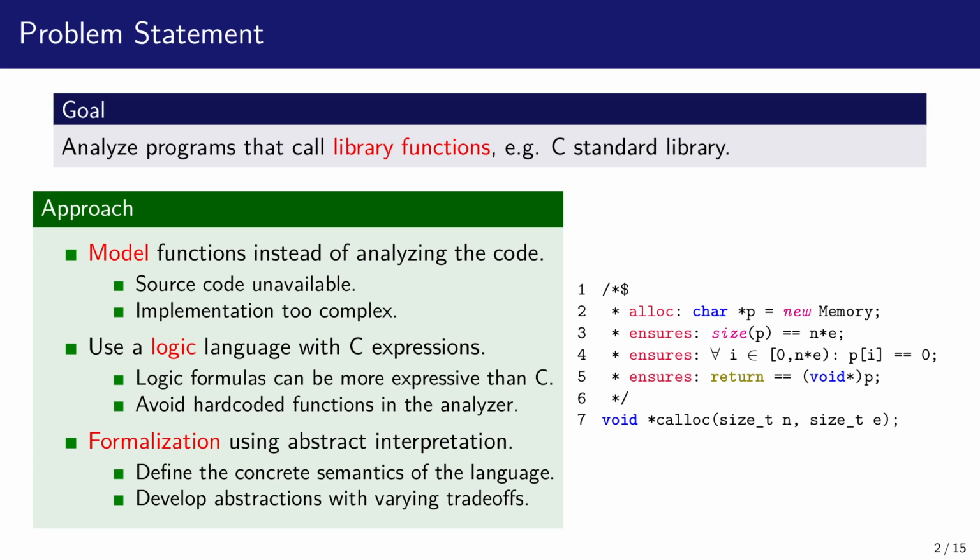So we use a logic language in order to express the specifications of the function because logic formulas can be more expressive than C, and also we want to avoid hard coding the semantics of the library functions inside the analyzer, so we let users refine the models if they want. And we formalize the semantics of the language using abstract interpretation. So we define the concrete semantics of the language and we develop some abstractions.